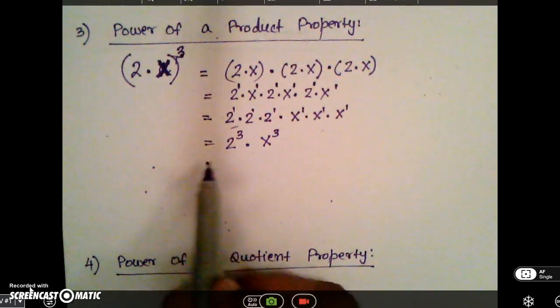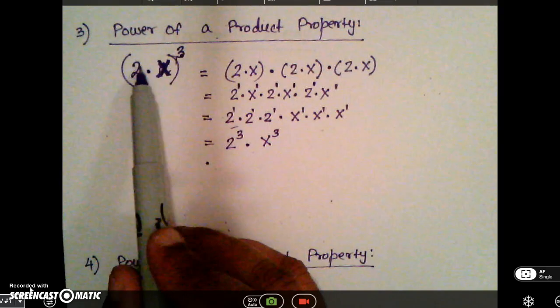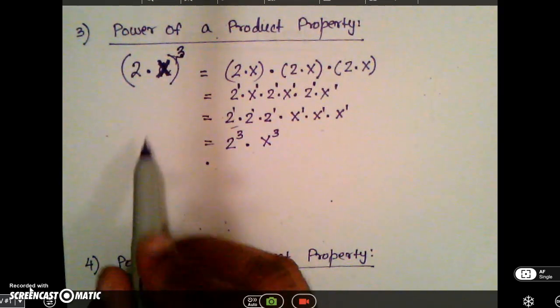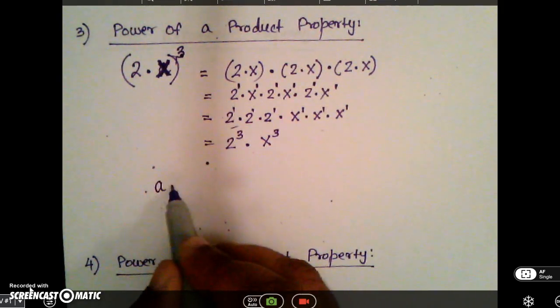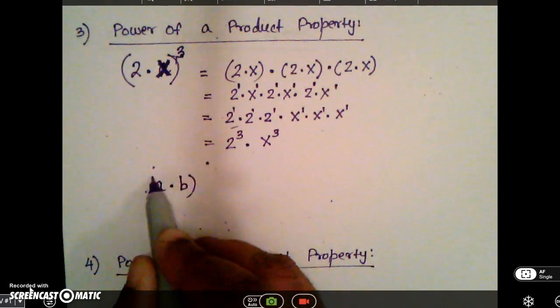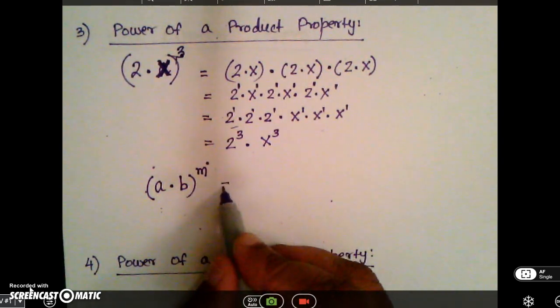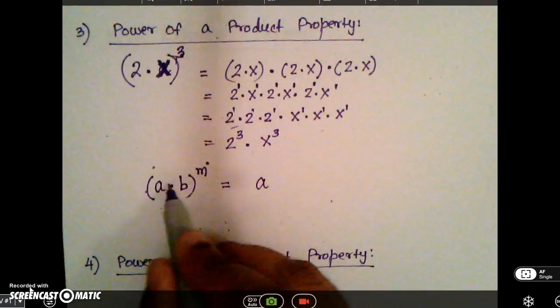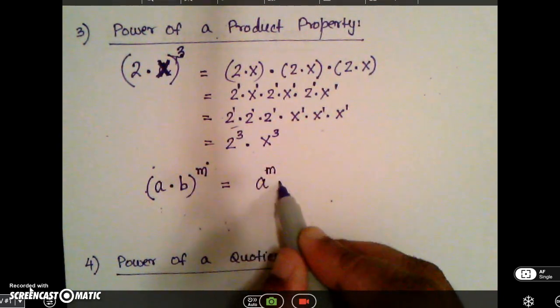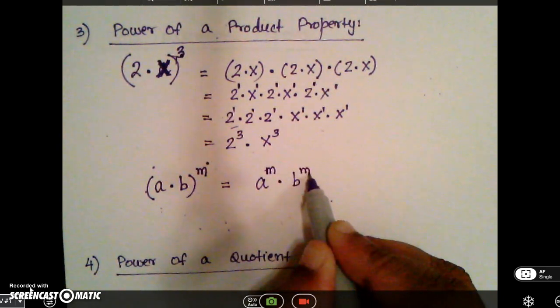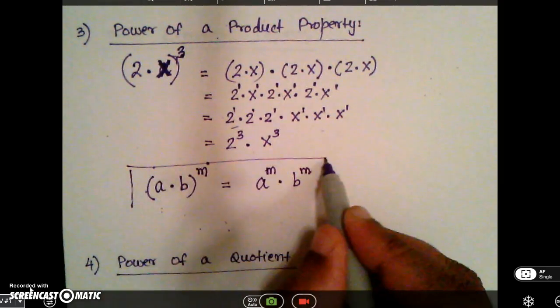So in general, what has happened is I took the power and I gave it to both of the factors that are in my product. So if I have two factors, a times b, that are being multiplied and I'm raising it to a power of m, all I can do is take the power and give it to all the factors in my product. So that's power of a product.